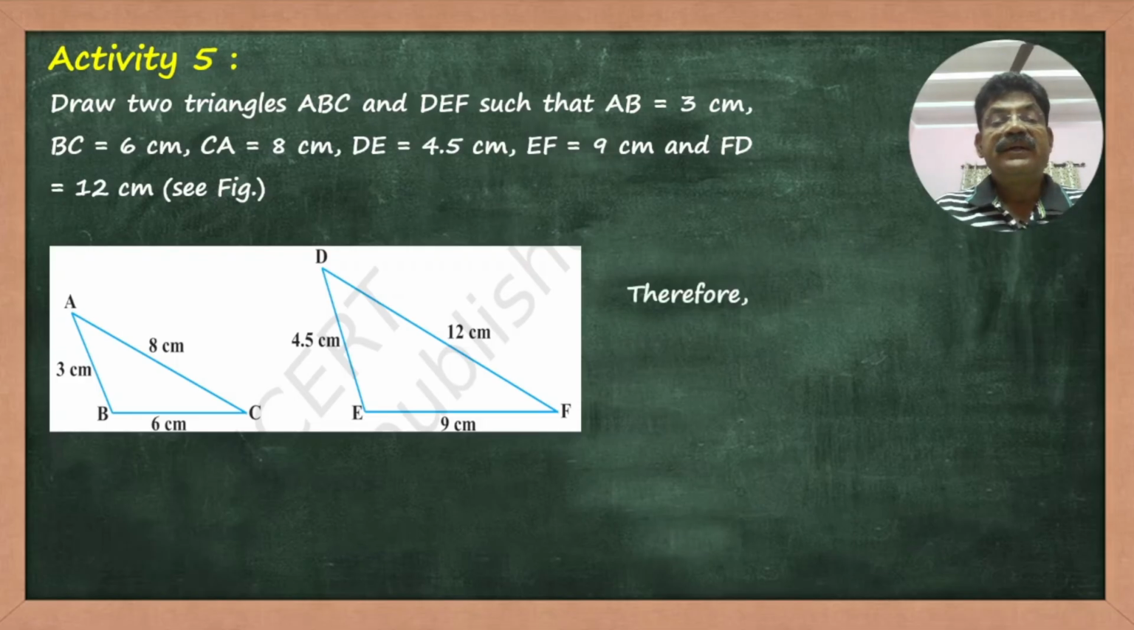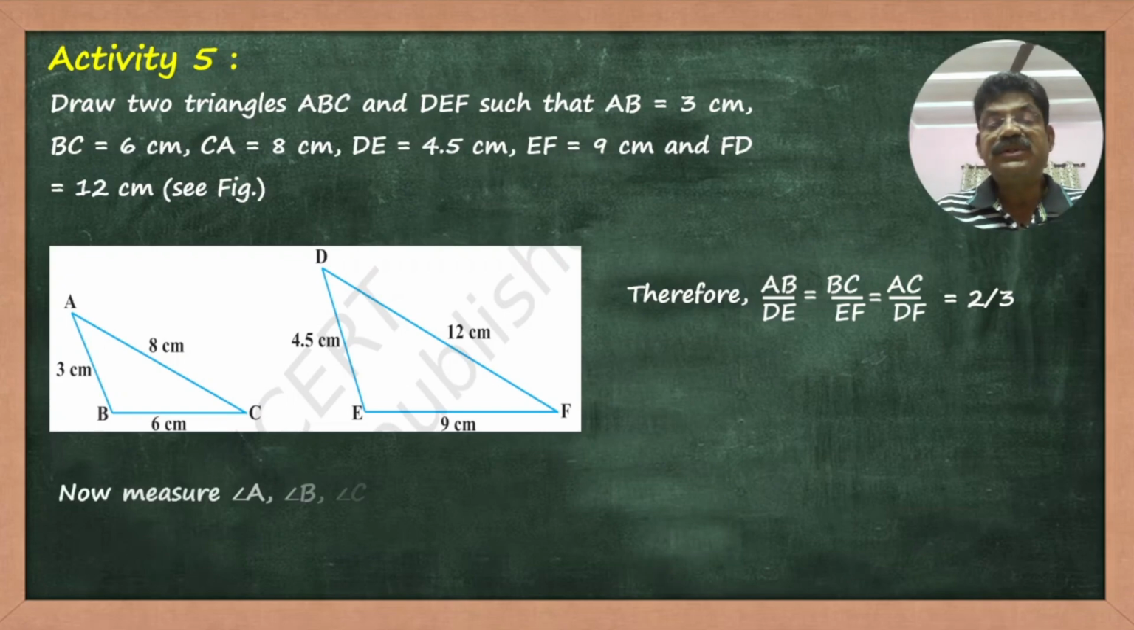Now, AB by DE, what is it? 3 by 4.5. BC by EF, what is it? 6 by 9. AC by DF, what is it? 8 by 12. All are equal to 2 by 3. Therefore, all the sides are in proportion, in the same ratio.